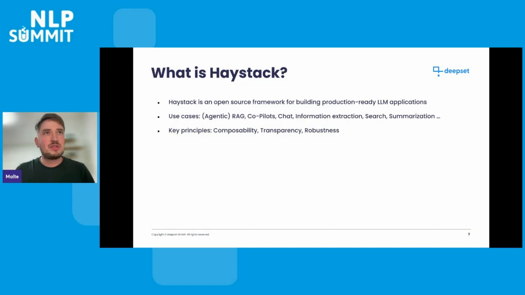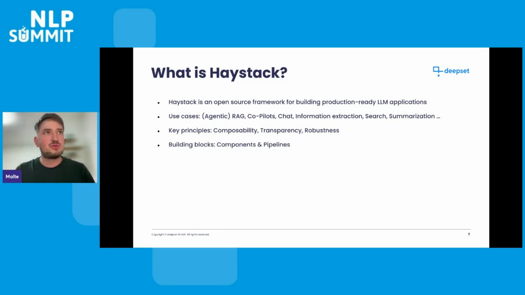The key principles when we design and when we engineer Haystack are composability, transparency, and robustness. And you hear that today a bit more often across this talk because it really matters to us. That's really deep in our DNA, and you will see that when you use Haystack, when you look into the source code. This is our kind of North Star and principles for building.